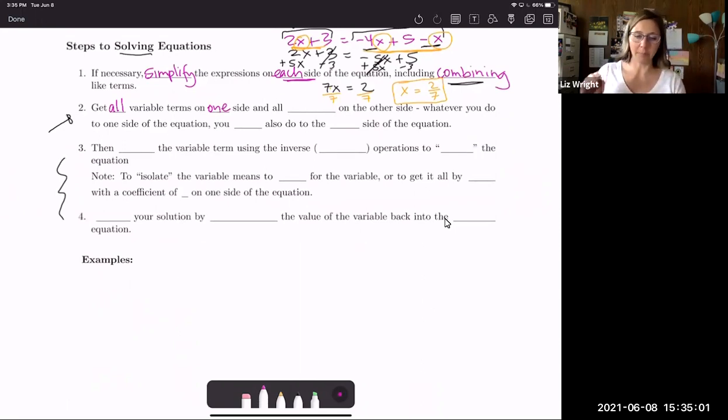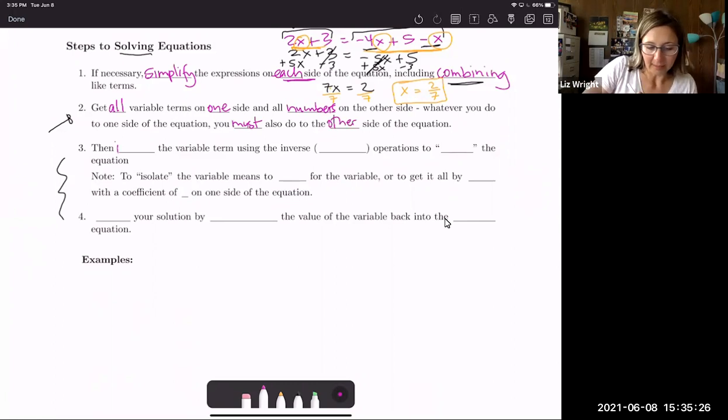All right, let me unpause and come back to what we're filling in here. Get all variable terms on one side and all numbers on the other side. Whatever you do to one side of the equation, you must also do to the other side of the equation.